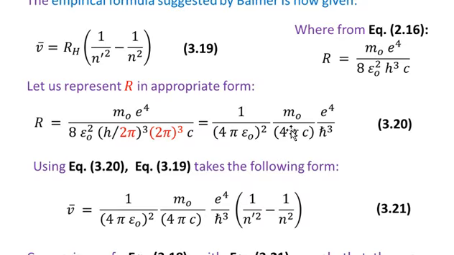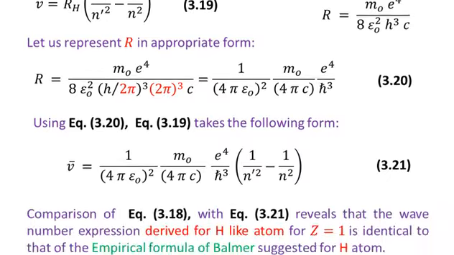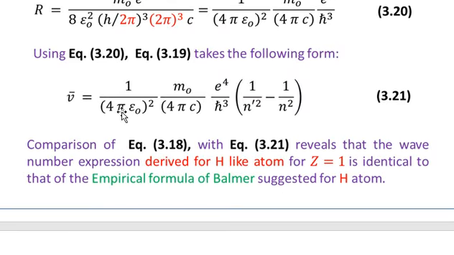So we can use this value of R in place of the Rydberg constant. Using equation 3.20, equation 3.19 then takes the following form. So nu bar is equal to 1 over 4 pi epsilon naught raised to the power 2, multiplied by a factor containing m naught over 4 pi c, multiplied by a factor which is e to the power 4 divided by h bar cube, multiplied by the parenthesis containing 1 over n prime square minus 1 over n square, as shown in equation 3.21.